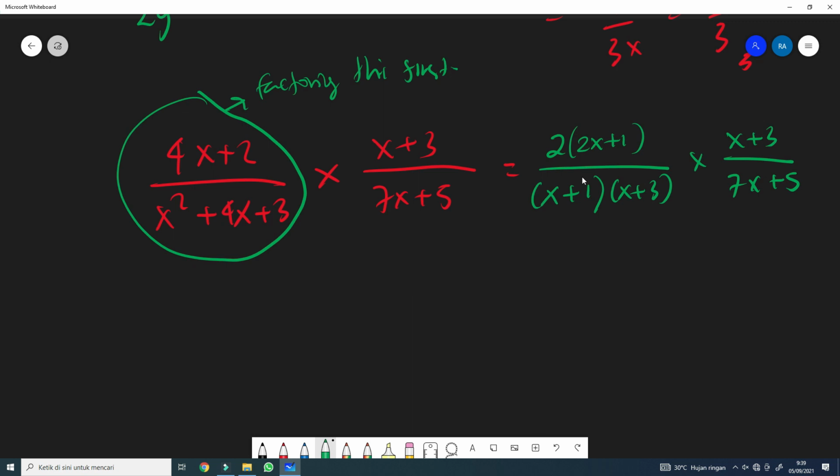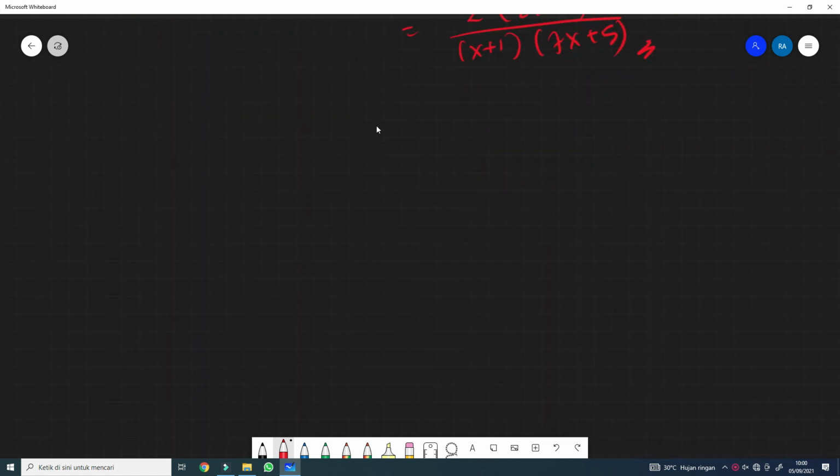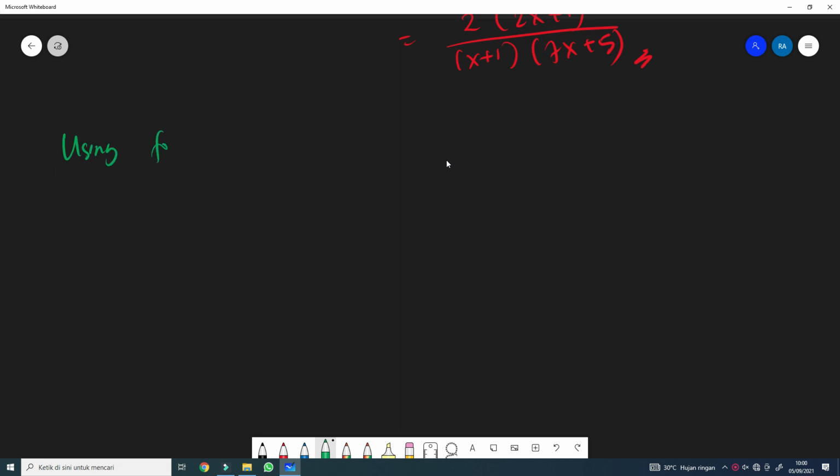In this way, we can directly multiply these two equations and the equation becomes like this. And here we have the common factor, which is x plus 3. Then we just cancel it, and then our equation becomes 2 times 2x plus 1 over x plus 1 times 7x plus 5.